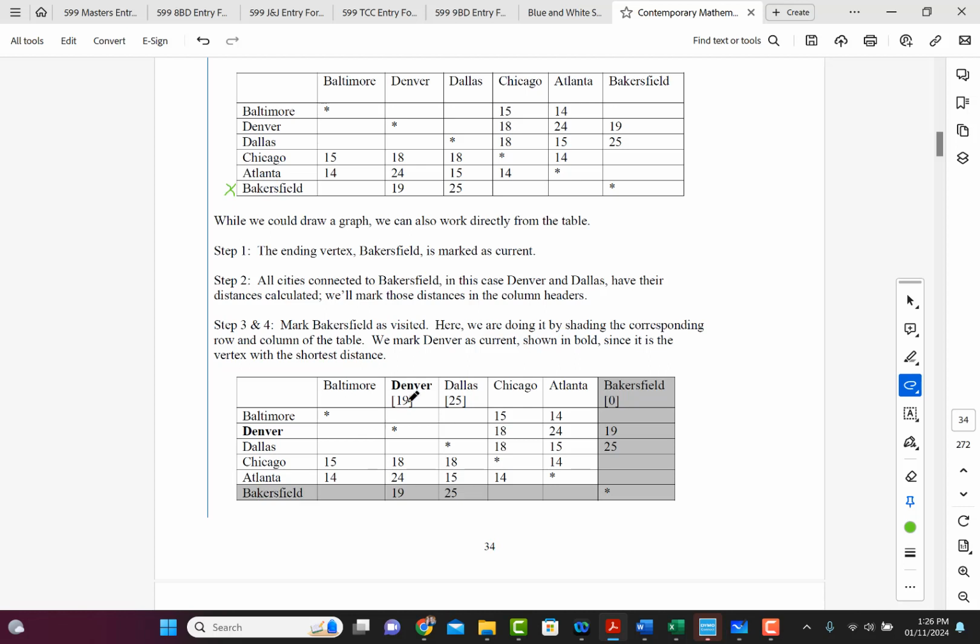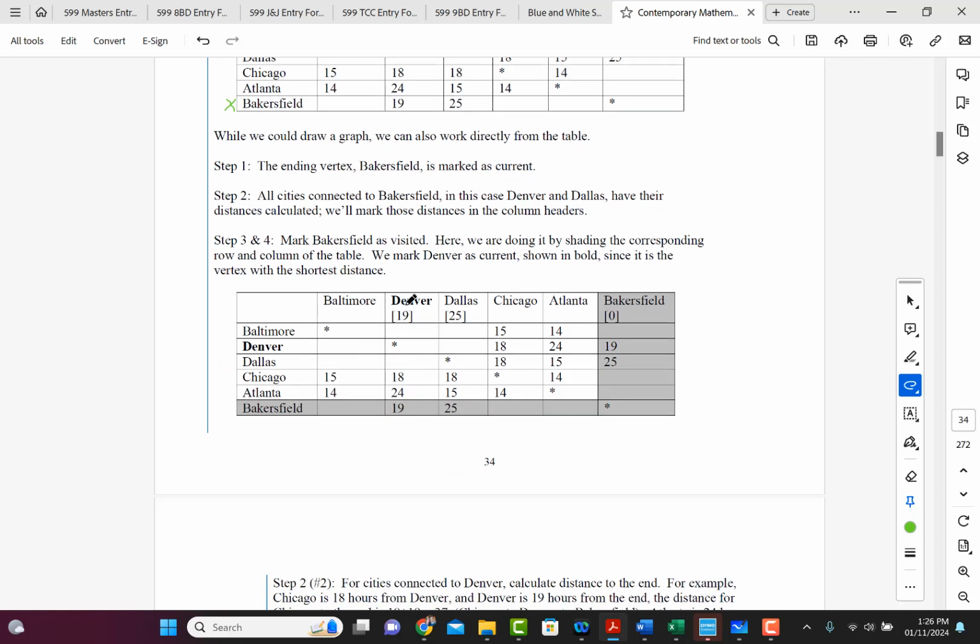So now, mark Denver as current in bold, since it's the shortest distance. Now Bakersfield is grayed out because it's been visited already. We're done. We're not going back there. So now we look at the distances from Denver. Now we're in Denver, and we're going to either Chicago or Atlanta.